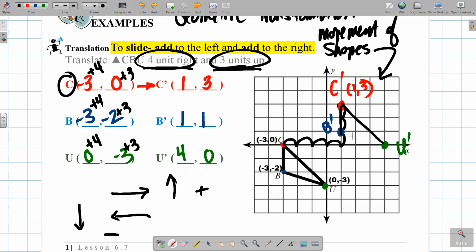If you've done this correctly, the shape is exactly the same shape. That's why it's called a rigid transformation, but it has slid, if you will, or translated 4 units to the right, 3 units up. To slide, add to the left, add to the right.